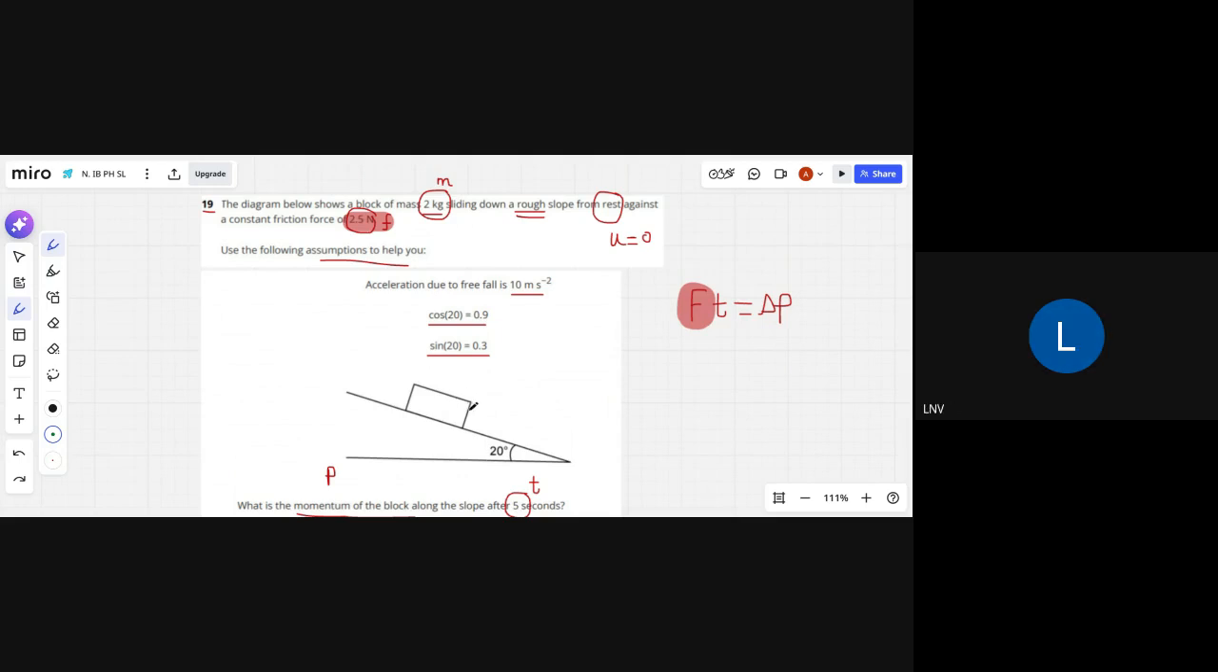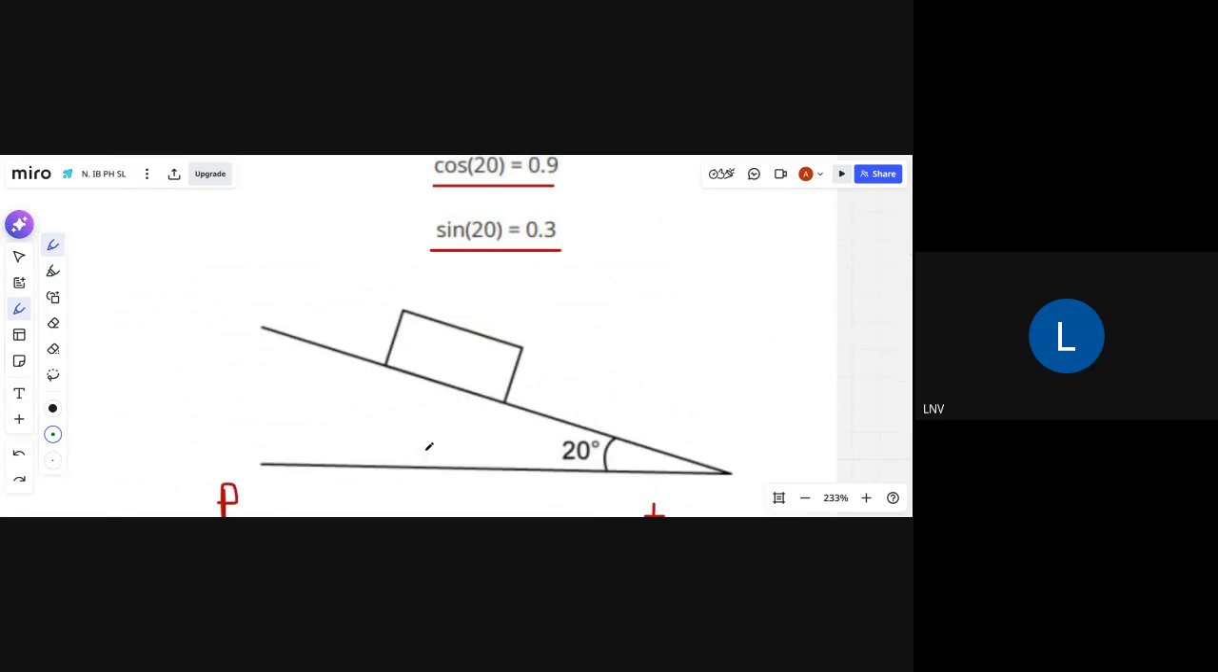Yes. And then that's it. Excellent. So the block is moving down, so this should be the direction of motion. And that tells you this would be the direction of your frictional force, like that, right? Now, where does the forward force come from?